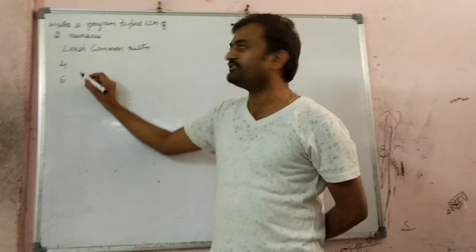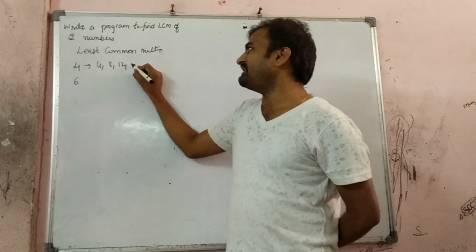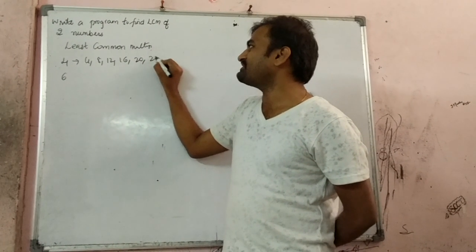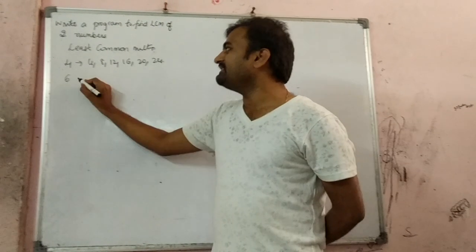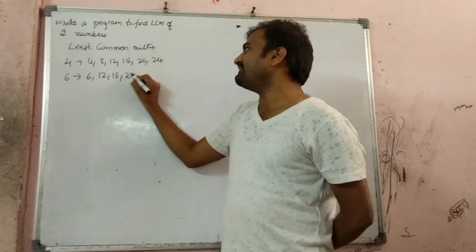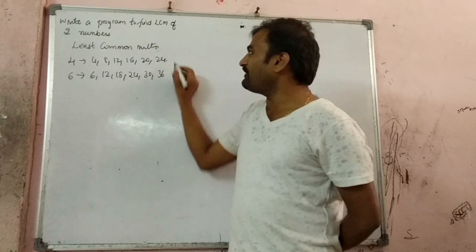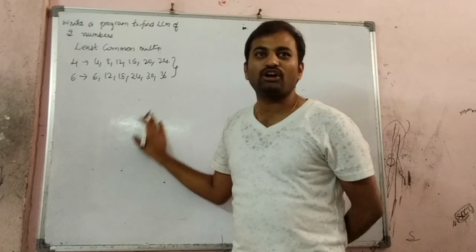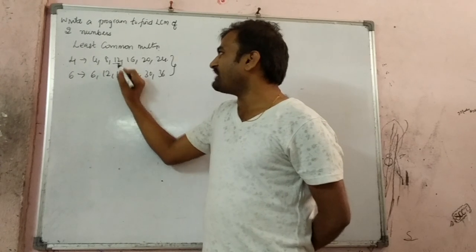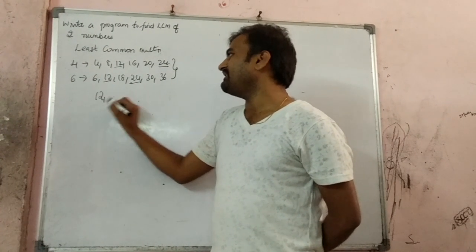What are the multiples of 4? They are 4, 8, 12, 16, 20, 24 and so on. And the multiples of 6 are 6, 12, 18, 24, 30, 36 and so on. Now in this we have to find the common multiples. The common multiples of 4 and 6 are 12 and 24.